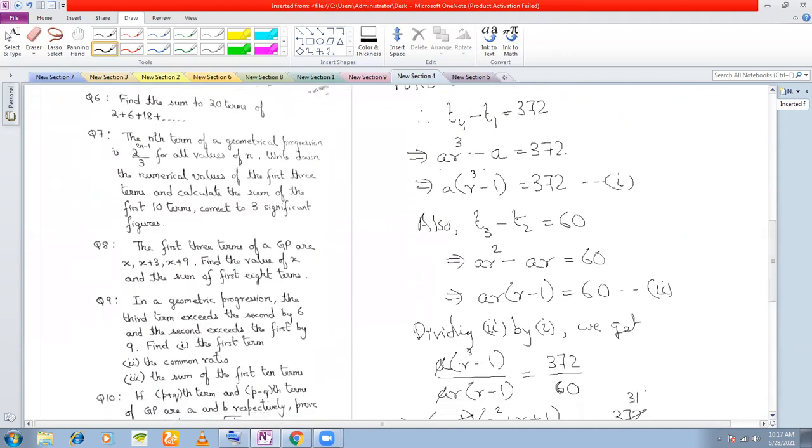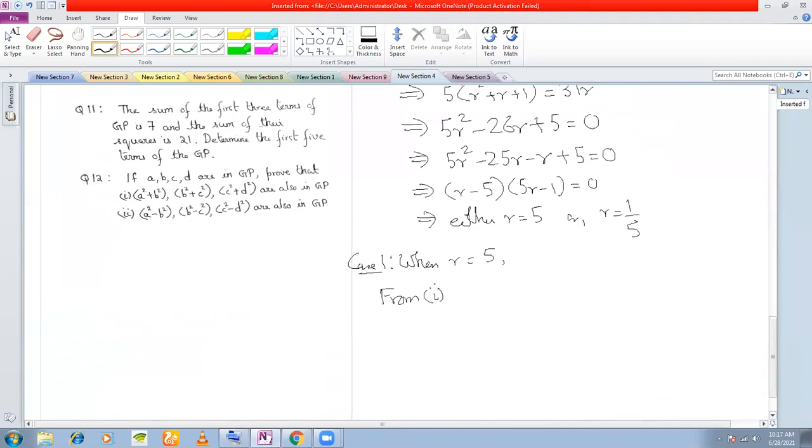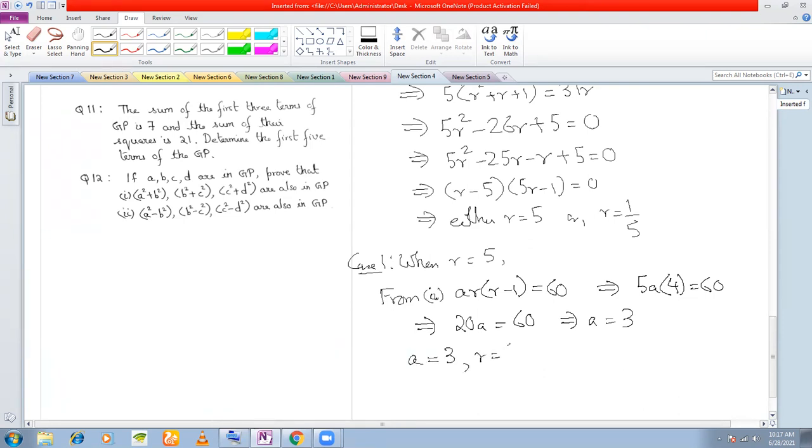Let's use equation 2, because the power of r in equation 1 is 3, while the power of r in equation 2 is 1, so it will be easier to use 2. From 2, ar into (r minus 1) is equal to 60. Put the value of r here: 5a into 4 is equal to 60. So 20a is equal to 60, which means a is equal to 3. So in the first case, a is equal to 3 and r is equal to 5.